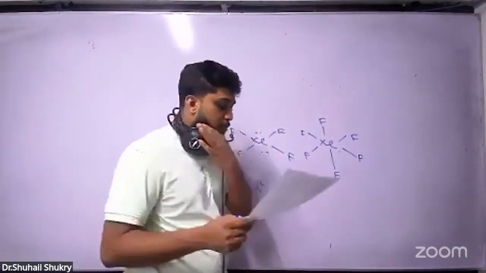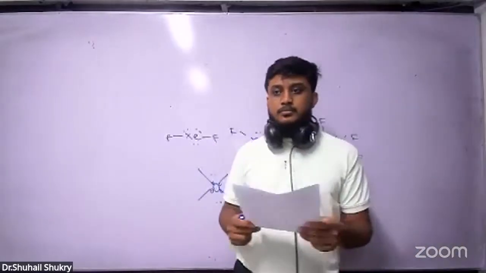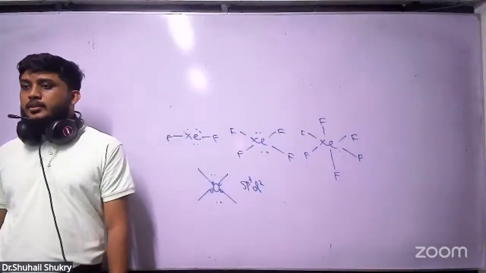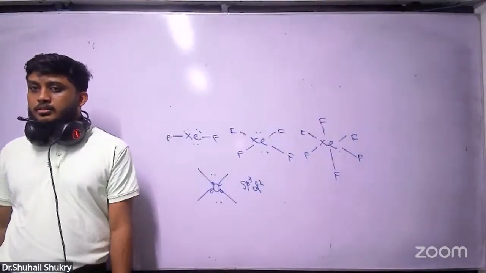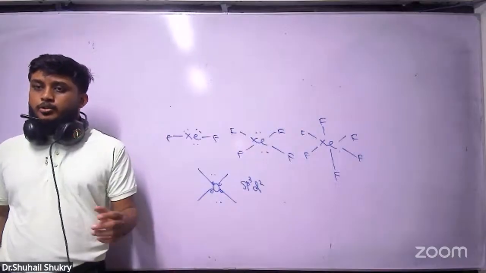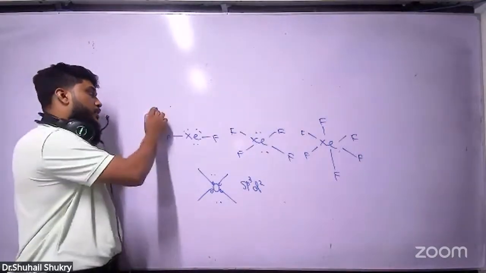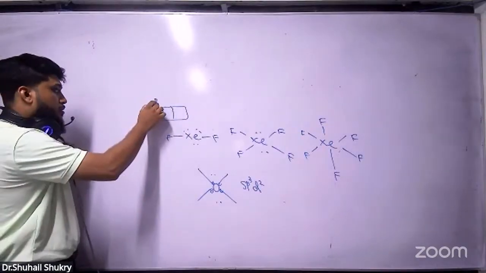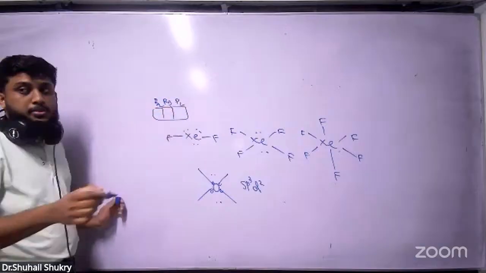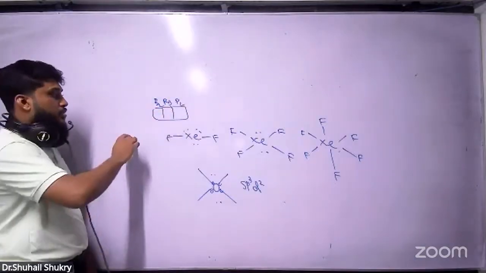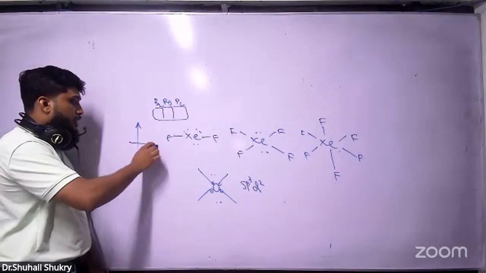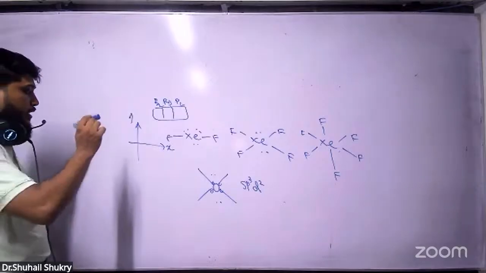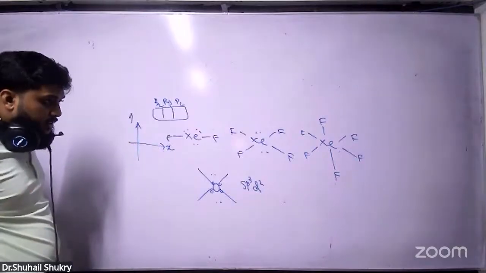What do you mean by px, py, pz? What is px? What is py? What is pz? Orientations. Now you have learned that in p orbital there are 3 p orbitals like this: 1, 2, 3. This is px, this is py, this is pz. Px is in the x-axis direction, py in the y-axis direction, and pz is inside the board.